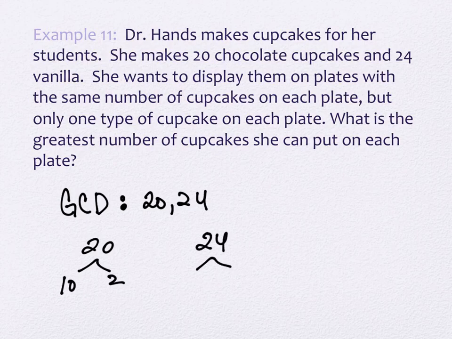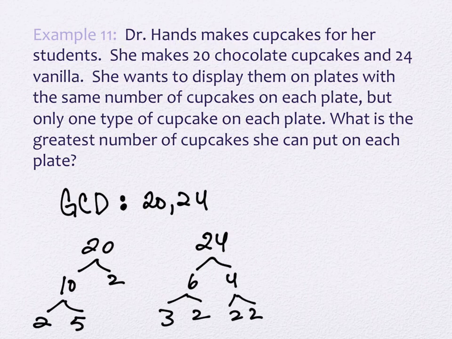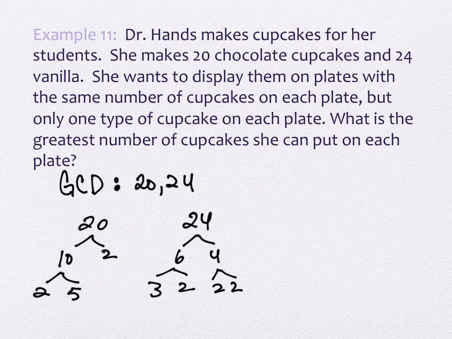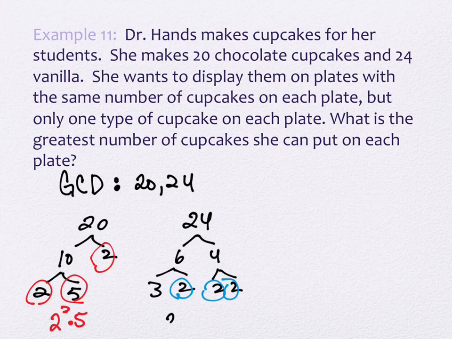20 is 10 and 2. 10 is 2 and 5. 24 is 6 and 4. 6 is 3 and 2 and 2 and 2. So this is 2 squared times 5. And then over here, I have 2 cubed times 3.